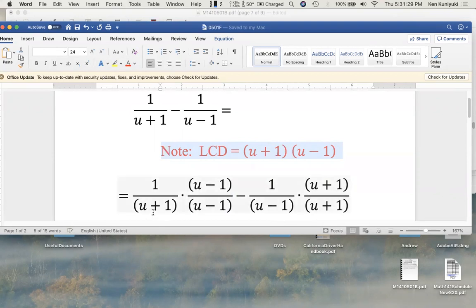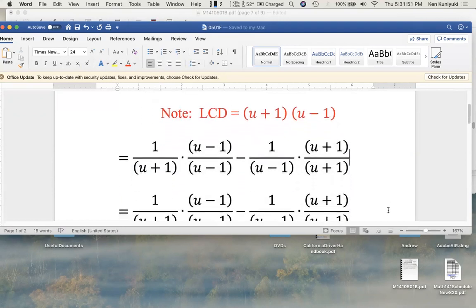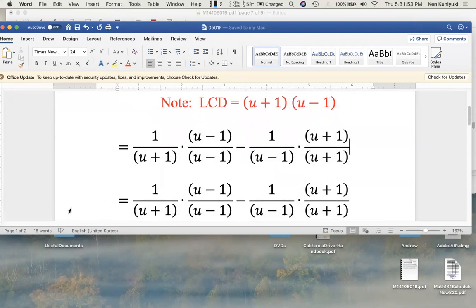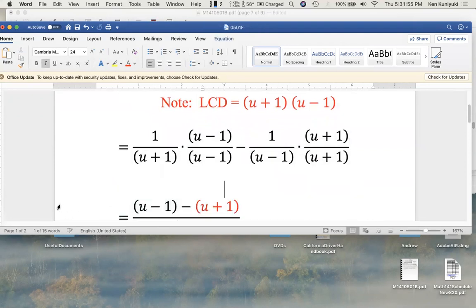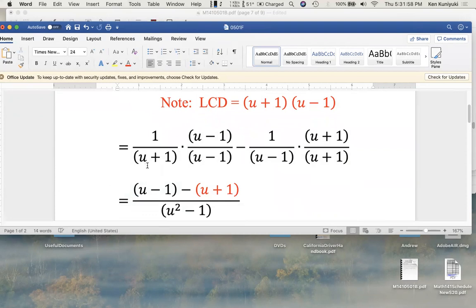And then I'm going to end up with a common denominator, which is the product of u plus 1 and u minus 1. It's the same product over here, just in a different order. But what is the quantity u plus 1 times the quantity u minus 1? It's going to be u squared minus 1, a basic algebra rule. U plus 1 times u minus 1, that gets us u squared minus 1.